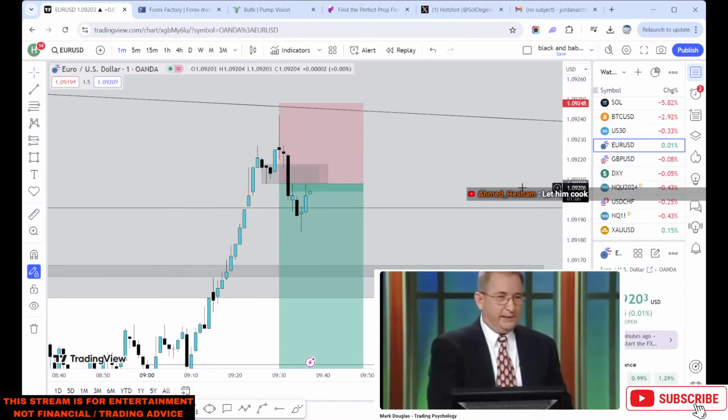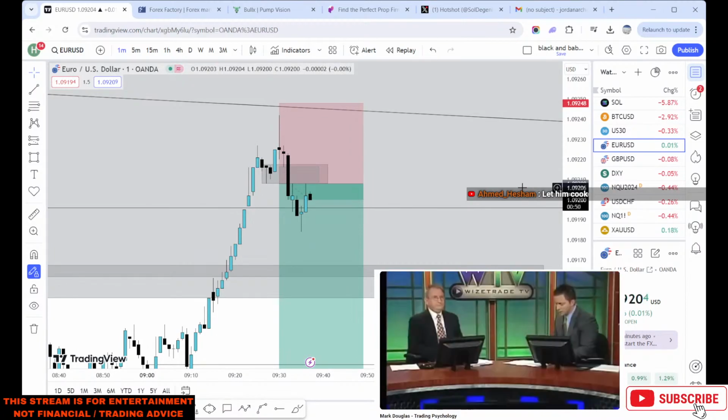And does that mean that the next trade's going to be a winner? Absolutely not. This trade I'm in right now could end up being a loser. Does that mean that the next trade is going to be a loser? No, absolutely not. This is interesting.